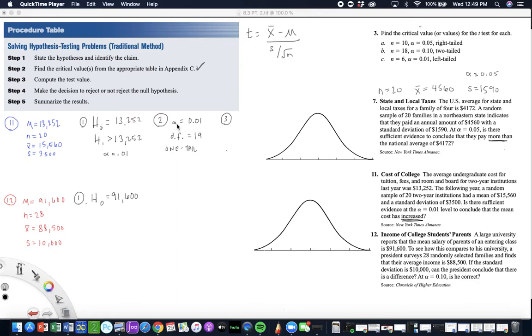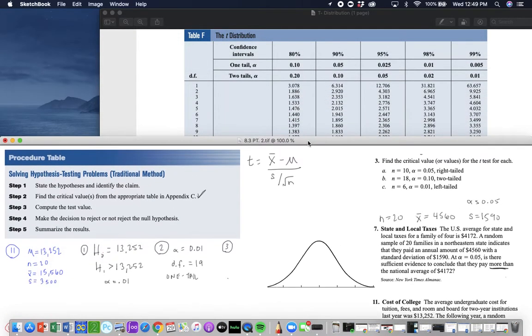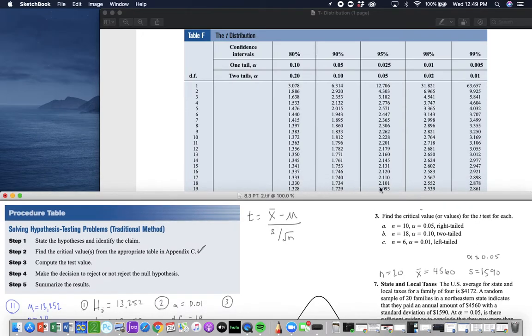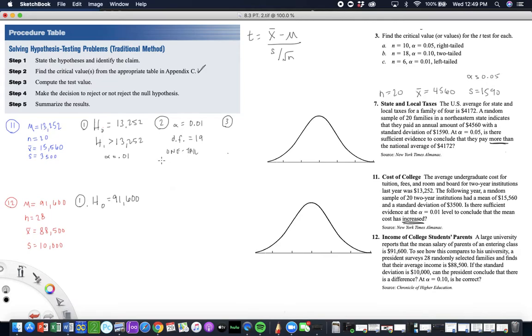So again, I've clarified in problem number 11 that my level of significance is 0.01. Because my sample is 20 people, my degrees of freedom is 19, and it is a one-tail. So I need to go to the t distribution here and look for 19 and a one-tail. I always make the mistake, so make sure you do this. One tail, 0.01 is right here, so that would leave me with 2.539 as my critical value.